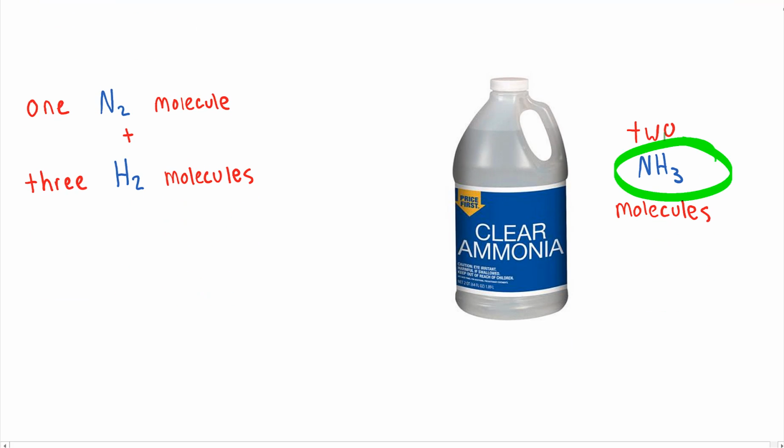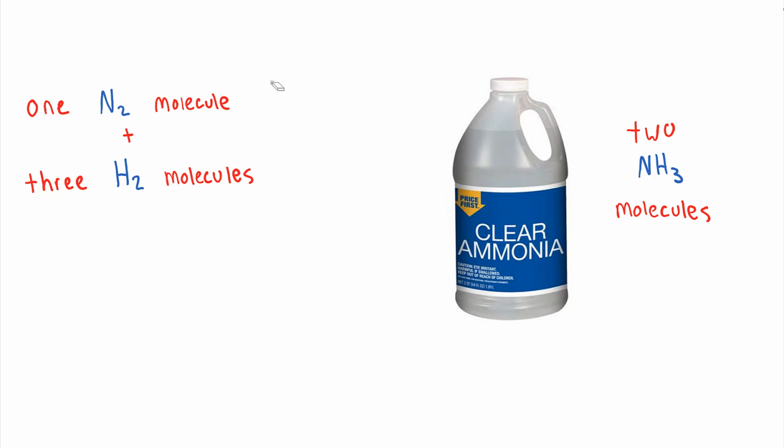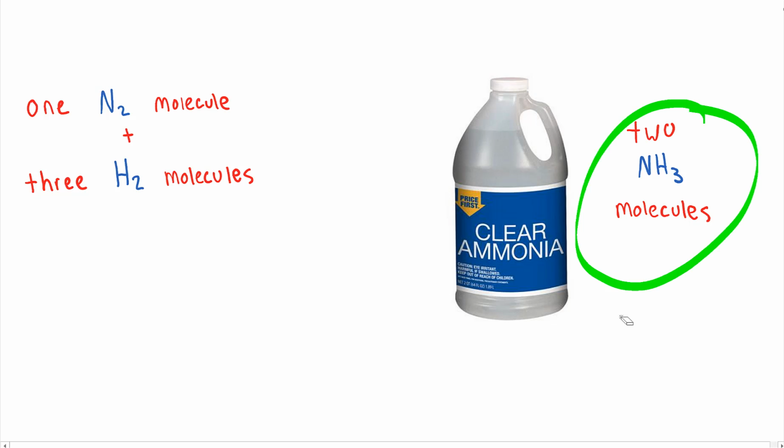So this is ammonia right here, NH3. And the recipe for ammonia is pretty simple. You add 1 nitrogen gas molecule, which is N2, and then 3 hydrogen gas molecules, which is H2. So that'll give you 2 molecules of ammonia, which is what you want to make.